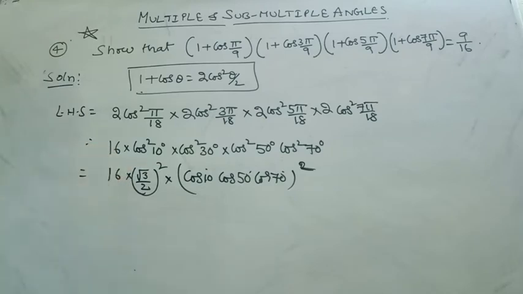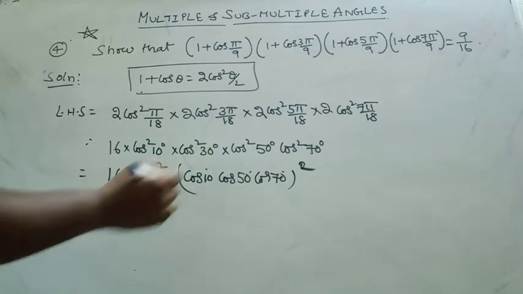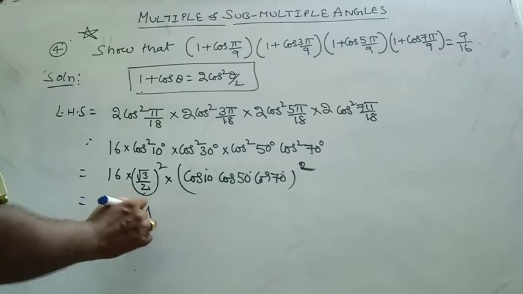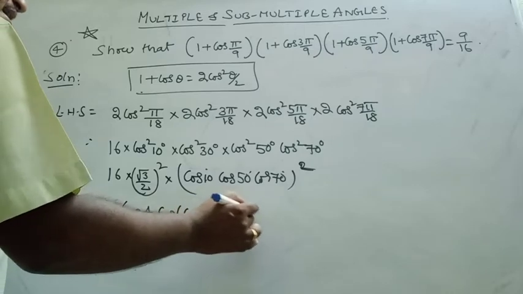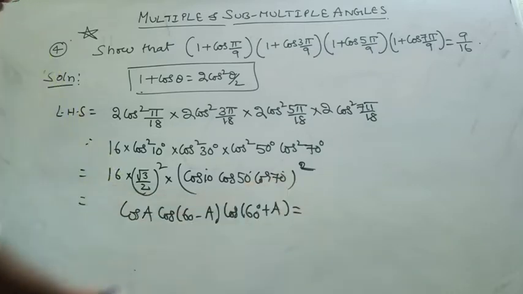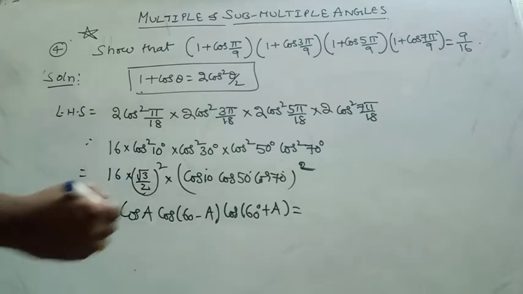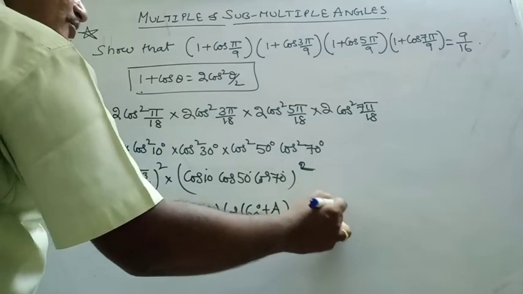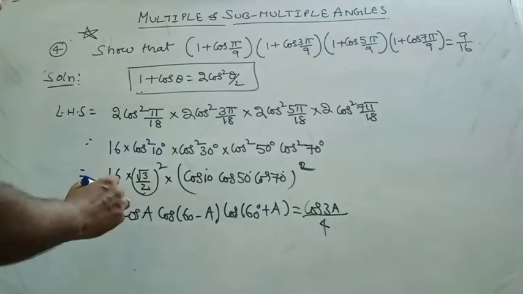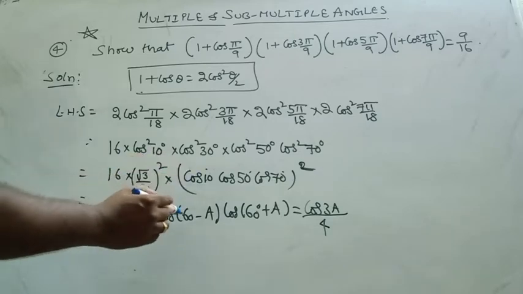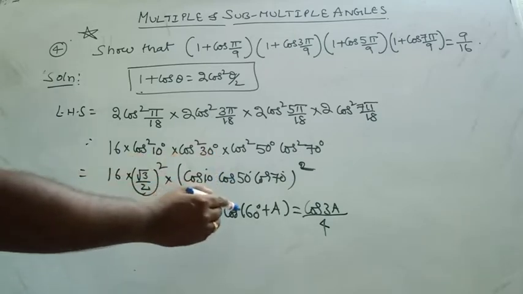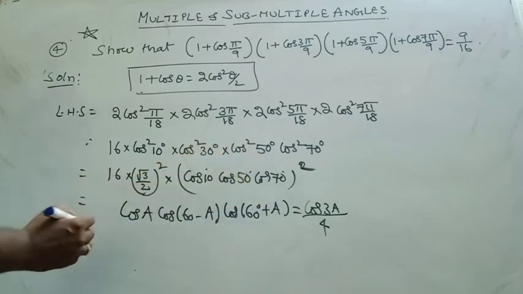We already know, my dear students, I told you one formula, right? What is that formula? Cos A into cos of 60 minus A into cos of 60 plus A is equal to cos 3A by 4. Okay, my dear students, this is the formula we have here. Now if you take A equal to 10 degrees, cos 60 minus 10 is cos 50, and cos 60 plus 10 degrees is cos 70. Now nicely we can apply.